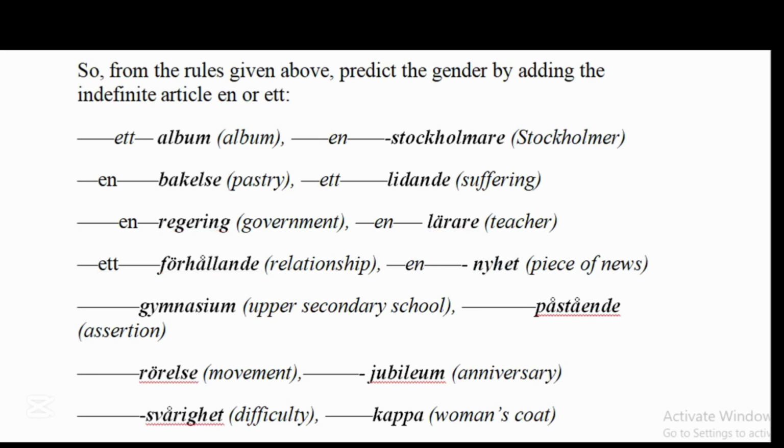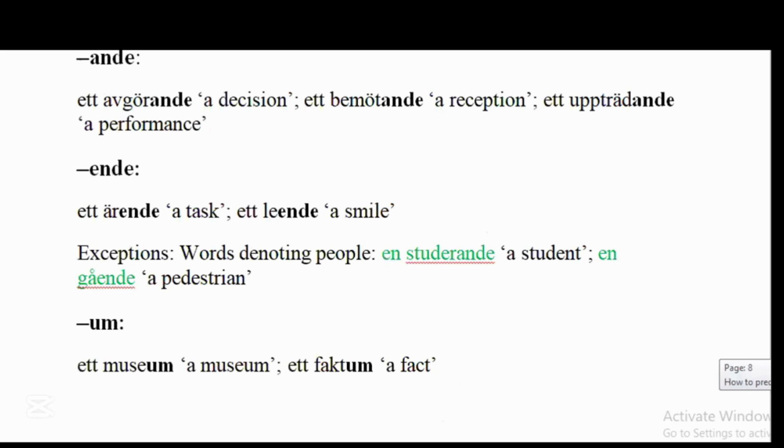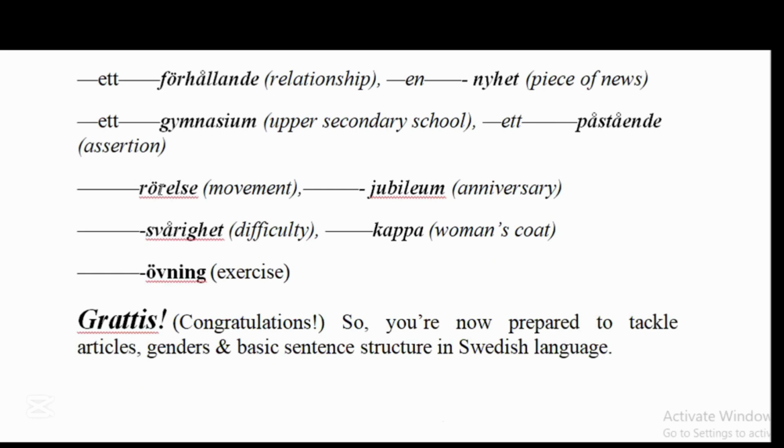Ett gymnasium, upper secondary school. E-double-T. Ett citat means citation. Ende. First you find the ende, we have it here. This is ande. You can always check here. Do you have ende? Yes, we have it here. E-double-T. Ett uppdrag means the task. So we can place ett here. Else. En rörelse means a movement. Ett jubileum. Ett jubileum means an anniversary.